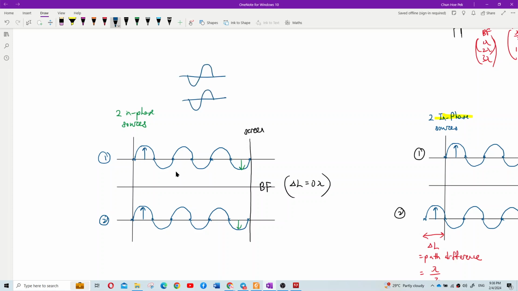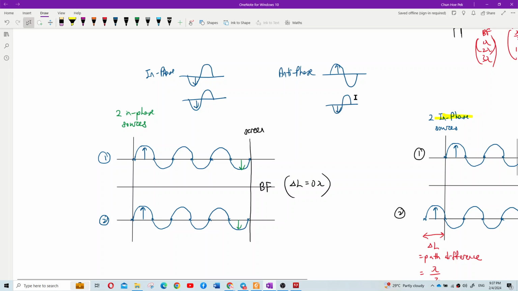This one also considered in phase. Ini pun in phase lah. Yeah, they start all same direction. Same direction. Kalau anti-phase macam mana? Anti-phase maksudnya dia satu ke atas, satu ini ke bawah.